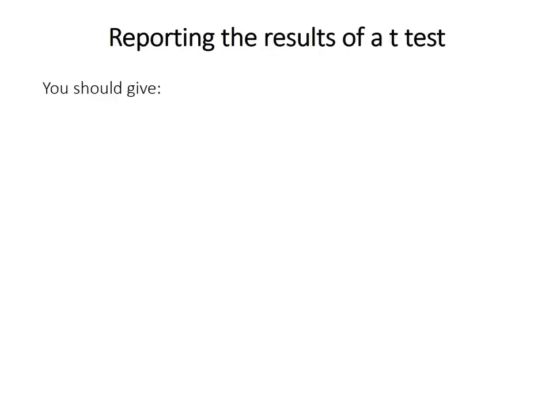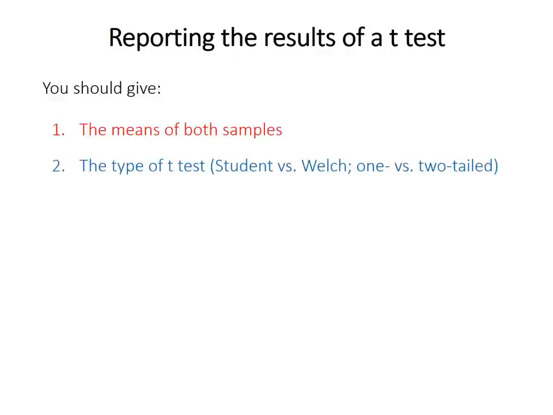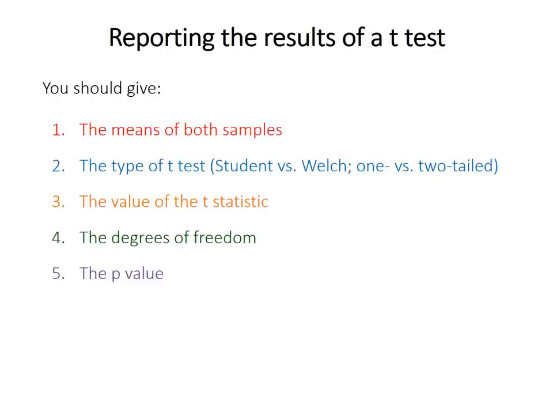So here's how you should report the results of a t-test when you're writing a results section, for example. You should give the means of both samples. You should give the type of t-test: Welch's t-test normally, one versus two-tailed. Is it a paired t-test? You should give the value of the t-statistic, the degrees of freedom, and the p-value.